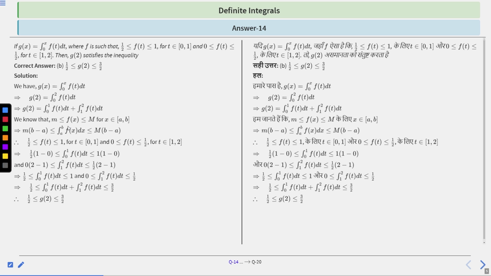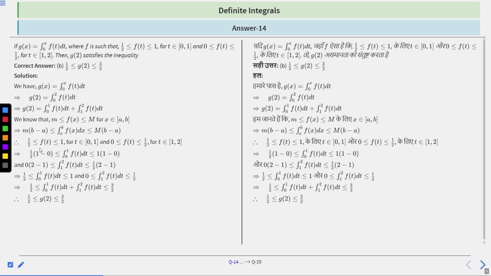Now we know that fx is between small m to capital M for all x belongs to a to b, right? Now we can write this inequality. You have to keep in mind: if fx is between small m to capital M, then integration of a to b fx dx is between small m into b minus a to capital M into b minus a, right?